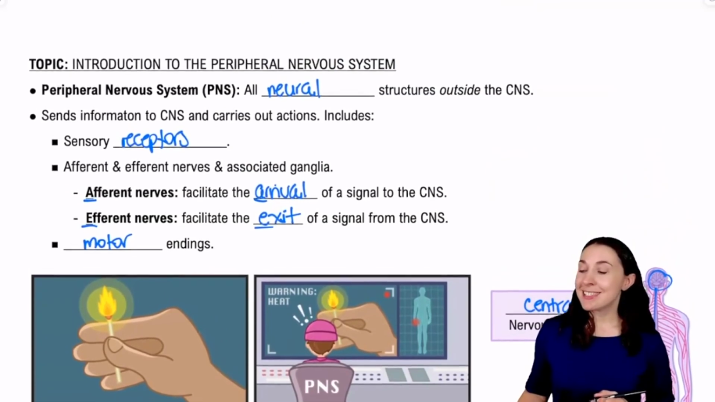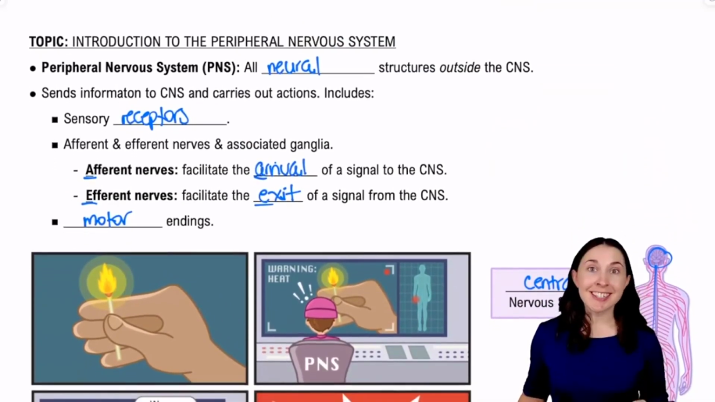All right, so that is the peripheral nervous system in a nutshell, and I will see you guys in our next video to talk about some of these systems in a bit more detail.